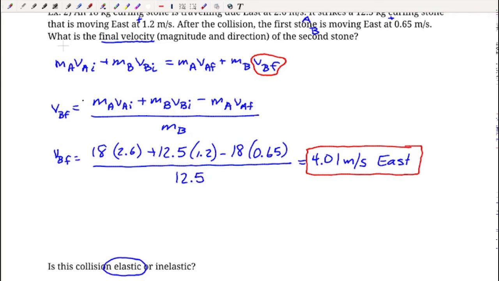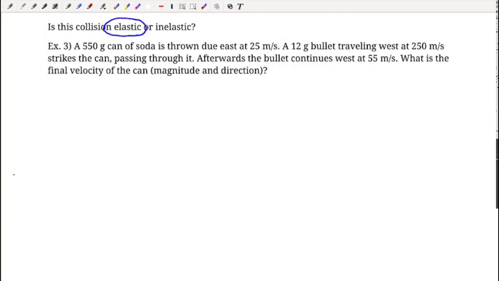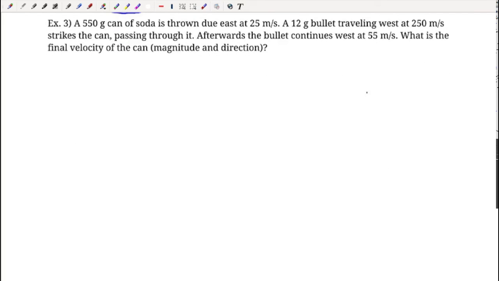So we've got one more example to go before you start the homework, example number 3. And in this case, I might encourage you to pause your video, try this one for yourself, and then come back and see how you did.